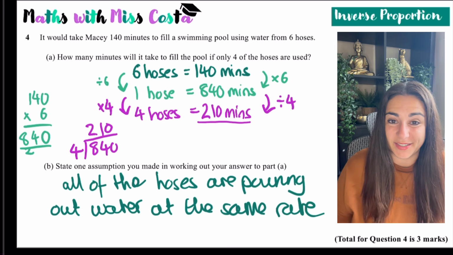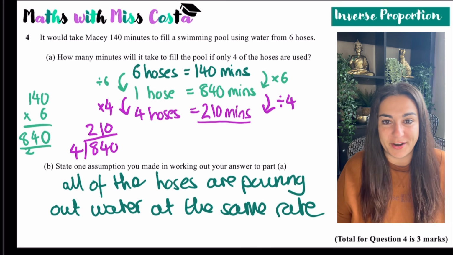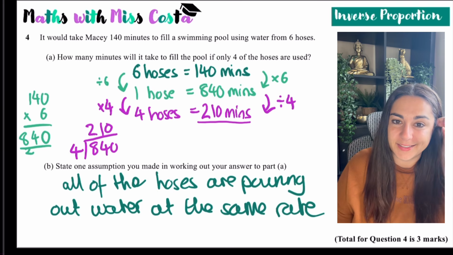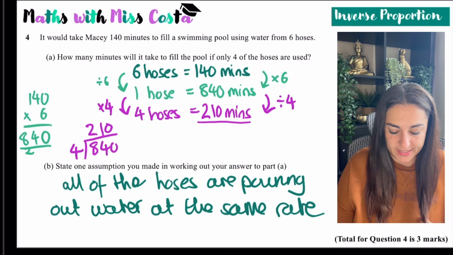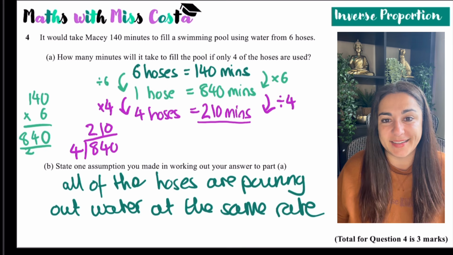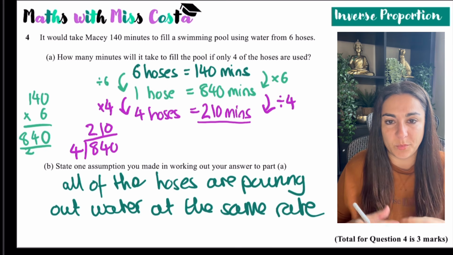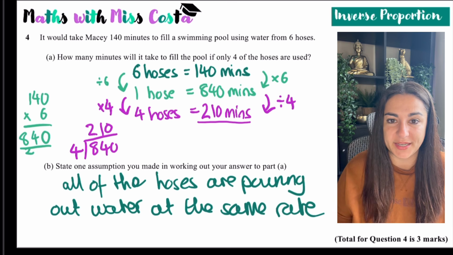And we have to make those assumptions. We do make assumptions in everyday life, because otherwise there's too many variables and we can't just make a guess of how long something would take. But yeah, that is the key with inverse proportion. And with assumptions, just think, is there something that could be different and would change my answer to this calculation?